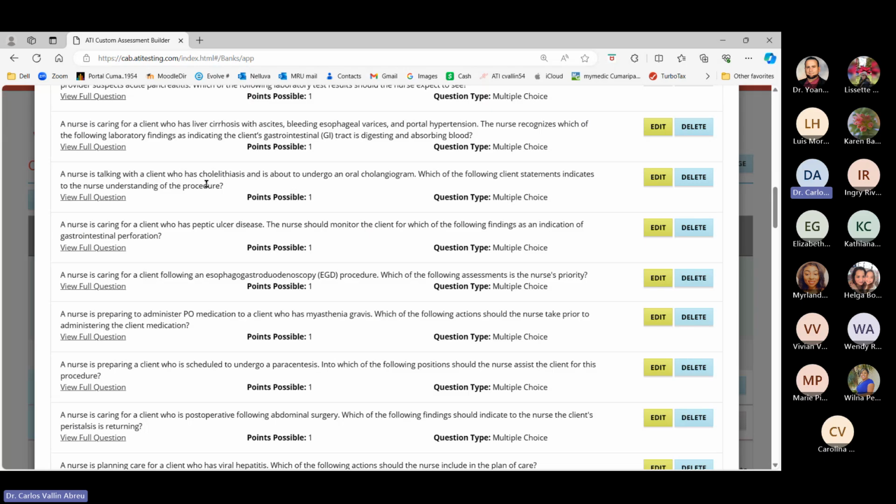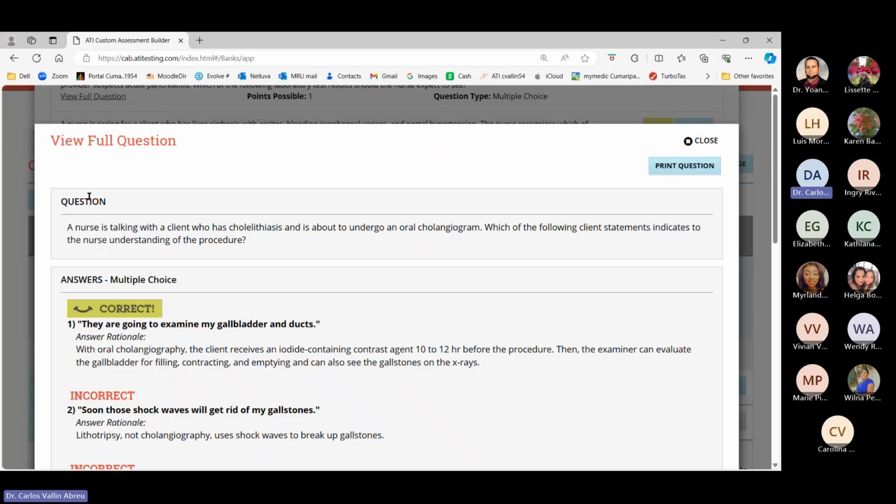A nurse is talking with a client who has cholelithiasis. Cholelithiasis is gallstones. It's the other name for gallstones. And the client is about to undergo an oral cholangiogram. This is a very old test, really old, that was done before the use of the ultrasound for the diagnosis of gallstones.